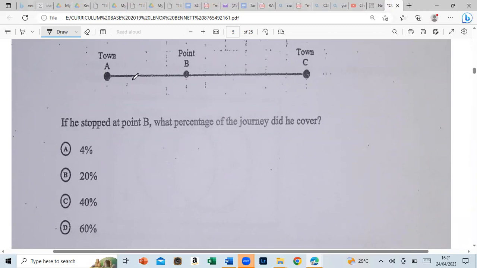So we have this: 1, 2, 3, 4. So it's 4 out of 10: 5, 6, 7, 8, 9, 10. So 4 over 10. So for that one, we're going to go with C.